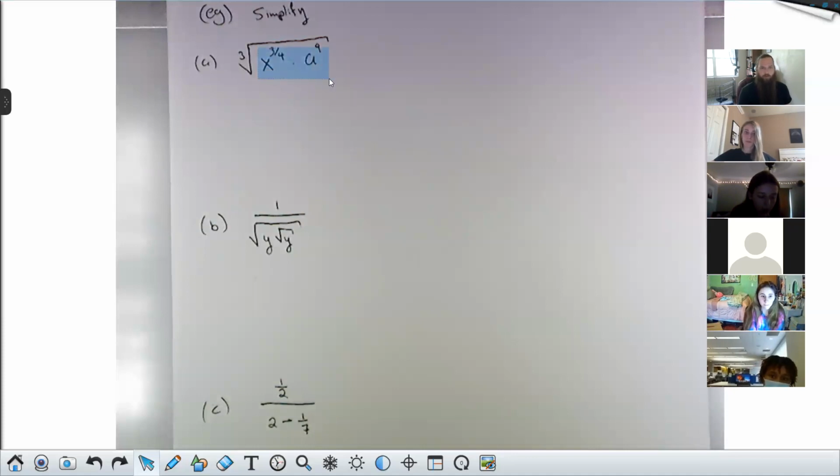The two things under here have different bases, right? One is base X, the other is base A. So I can't combine these. The only other thing that's going on is the cube root here. So what can I do to try and clean this up?